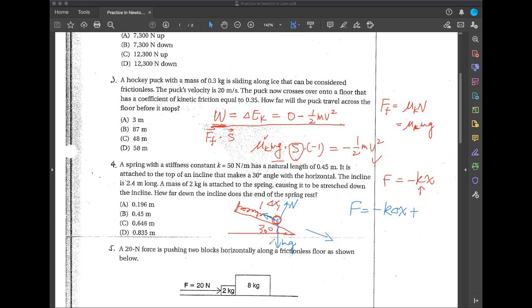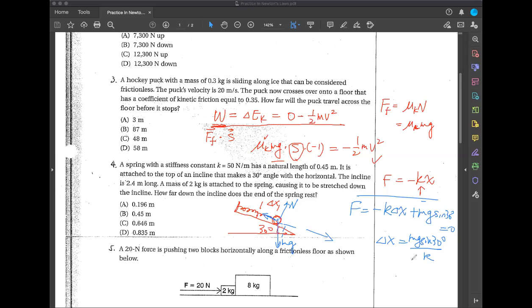Plus the component of the gravity, which is mg, I believe it's times sine theta, right? Sine 30. So that should equal 0, right? I think it's just that simple, right? So your delta x should be mg sine 30 over k, right?